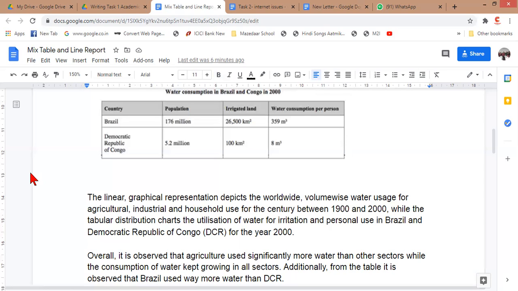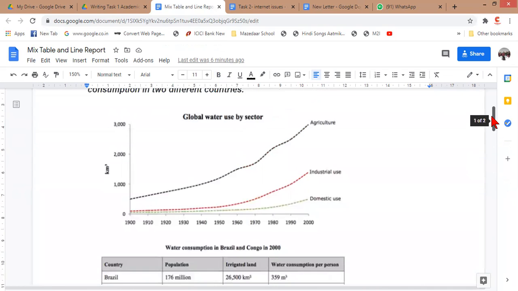Are you exhausted reading all that? But this is how it's very simple. When a line graph comes, you will write linear graphical representation. Correct. This will give you high bands. Linear graphical representation depicts the worldwide. See, it is written worldwide here. Global became worldwide.